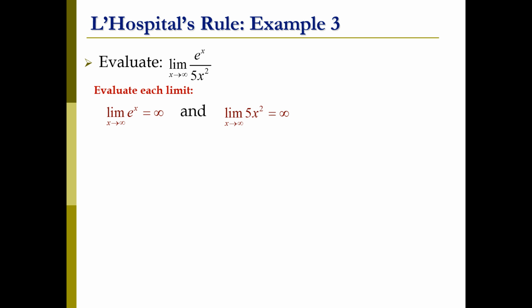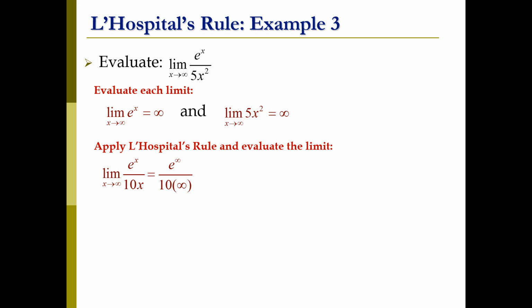Since they're both infinity, and we don't care if it's positive or negative, we can disregard the sign, then we can apply L'Hopital's rule. If we apply L'Hopital's rule, the derivative of e to the x, of course, is e to the x, and the derivative of 5x squared is 10x. If we apply direct substitution, we get e to the infinity over 10 times infinity, or infinity over infinity again.